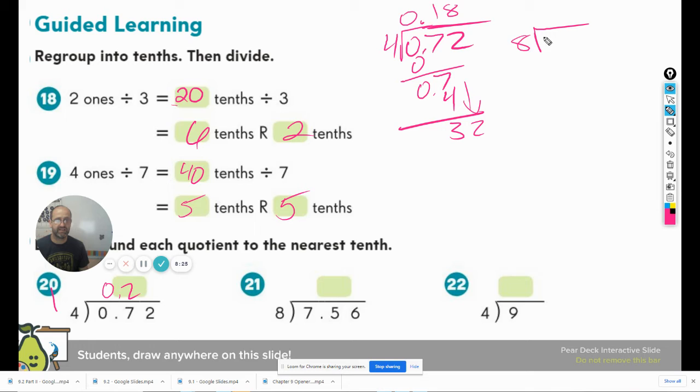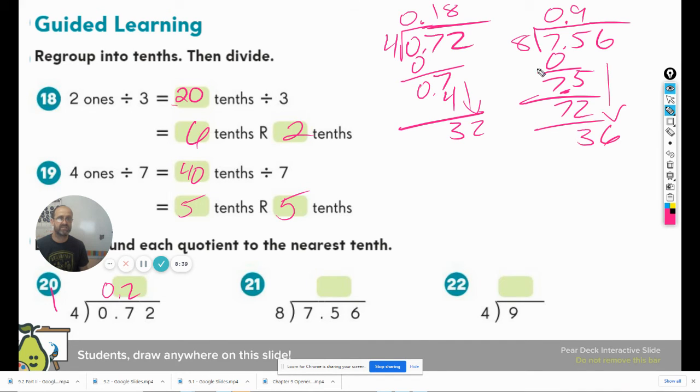Same one over here, 8 into 7.56. 0 times 8 is 0, 7, and I don't need that decimal, 75. 8 goes into 75 9 times. 9 times 8 is 72. I get a 3, bring down the 6. 8 goes into 36 4 times, I'm done. Rounding to the nearest tenth, the next digit's a 4. I'm going to keep it the same.